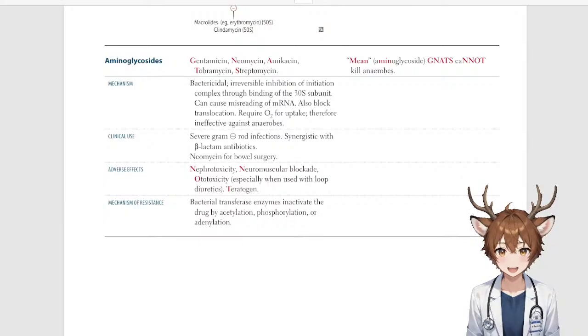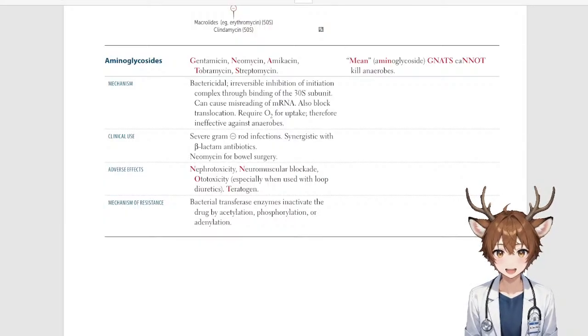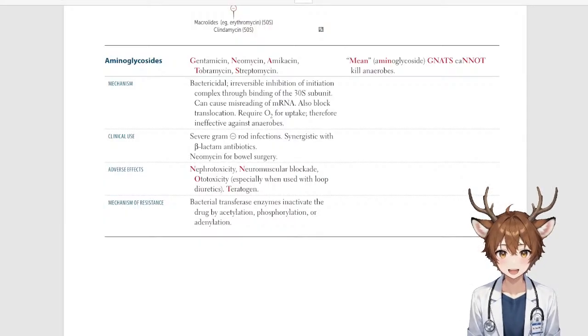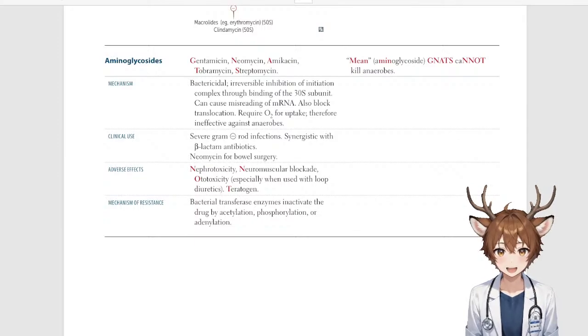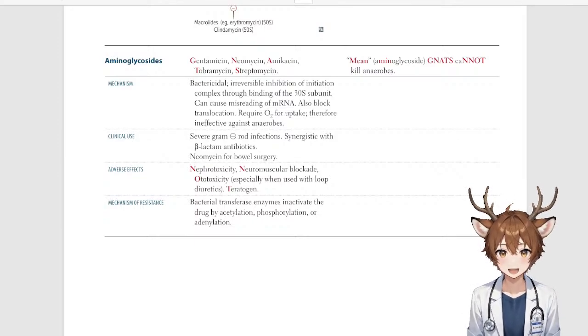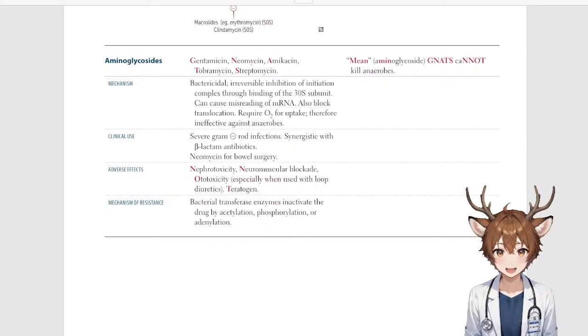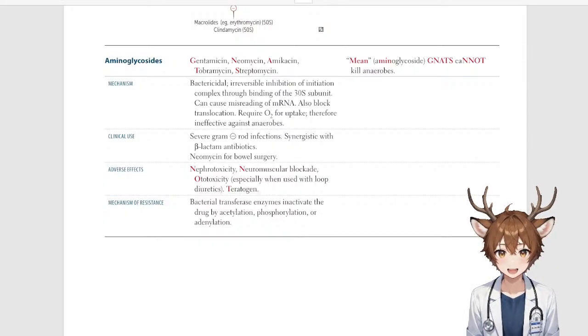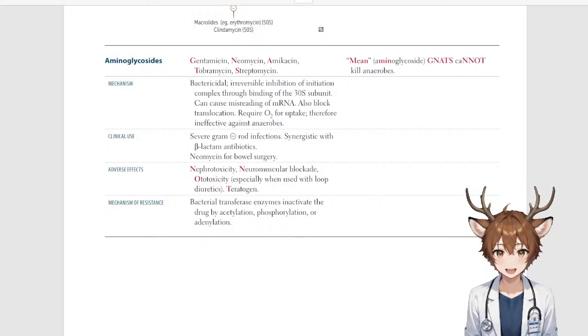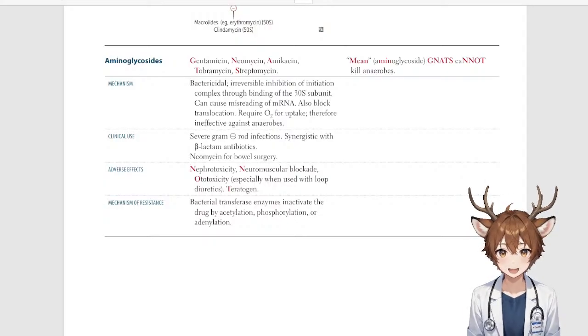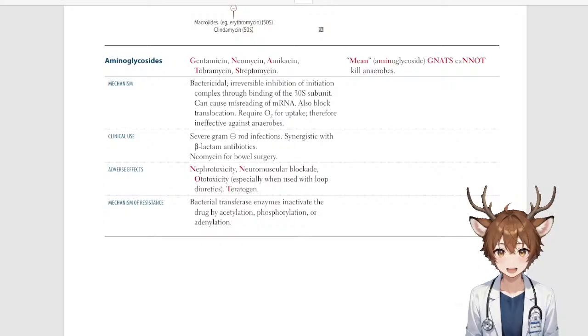The clinical use: severe gram-negative rod infections, synergistic with beta-lactam antibiotics, neomycin for bowel surgery. The adverse effects: nephrotoxicity, neuromuscular blockade, absolute contraindication with myasthenia gravis, ototoxicity, especially with loop diuretics, teratogenicity. The mechanism of resistance for aminoglycosides: bacterial transferase enzymes inactivate the drug by acetylation, phosphorylation, or adenylation.